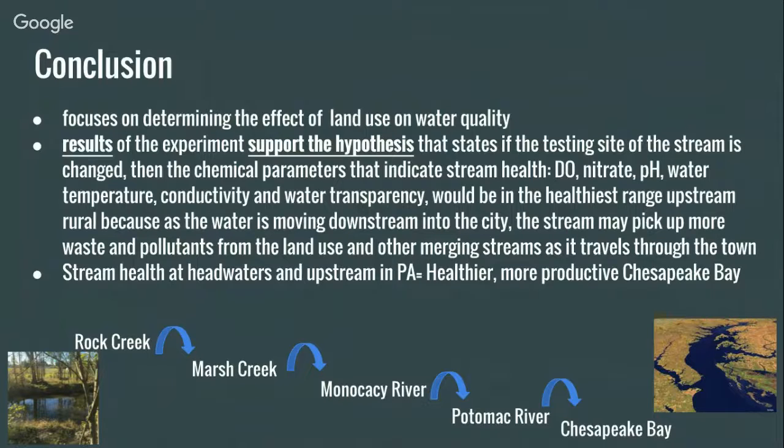Rock Creek is one of the major creeks flowing into Marsh Creek, which flows into the Monocacy River, which flows into the Potomac River, which flows into the Chesapeake Bay. So essentially, the water quality of Rock Creek has an impact on the Chesapeake Bay.